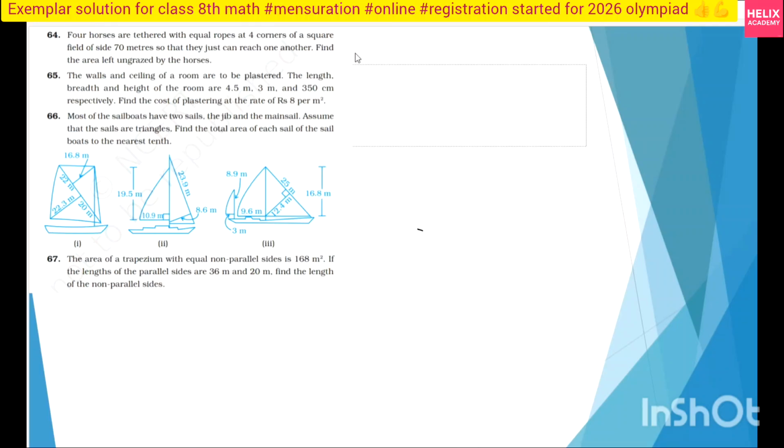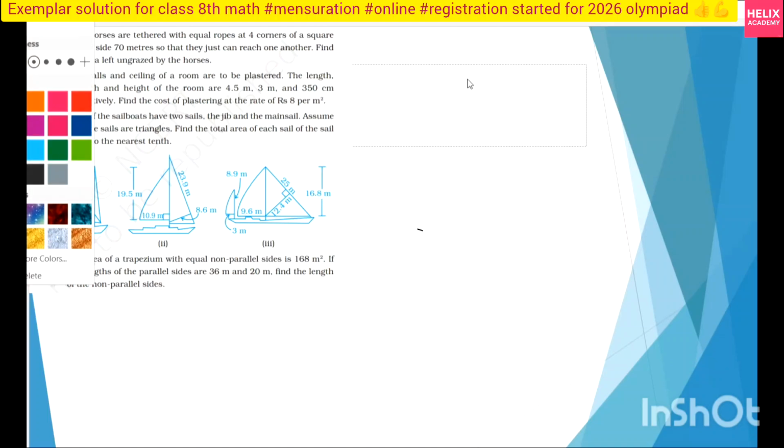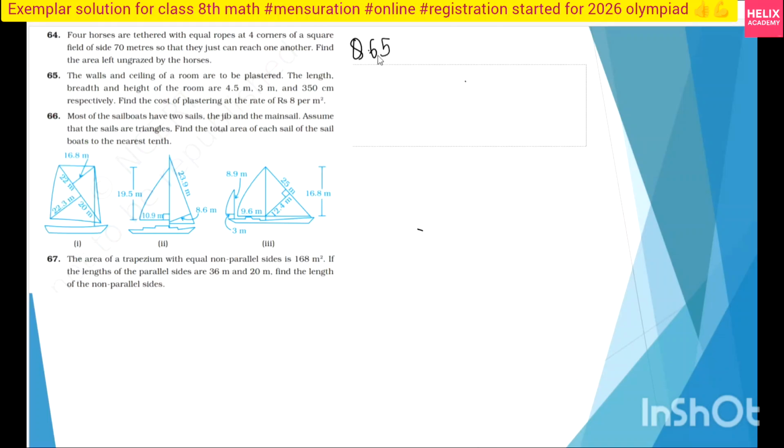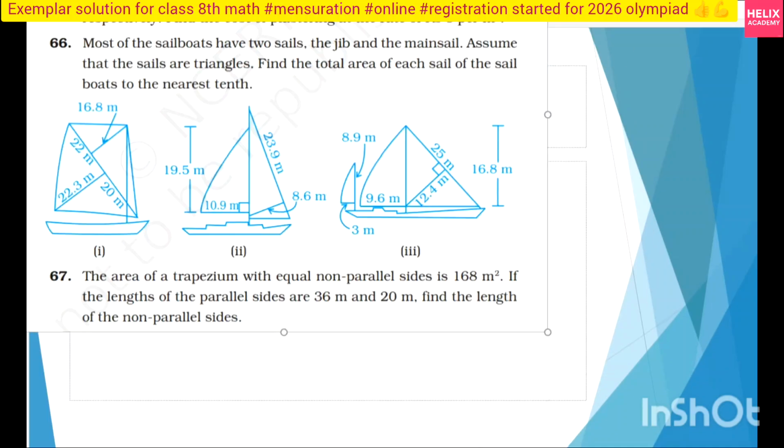See what I am trying to say to you in question number 65, right? See, I know that plaster will be done in the entire part, right? So total plaster area.